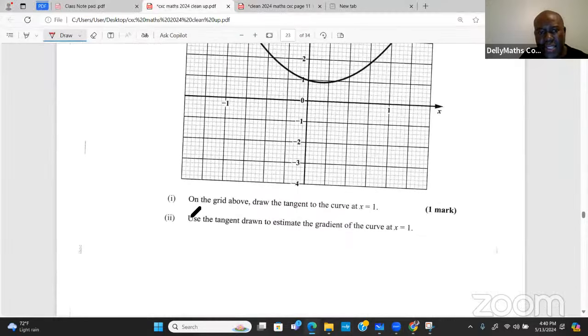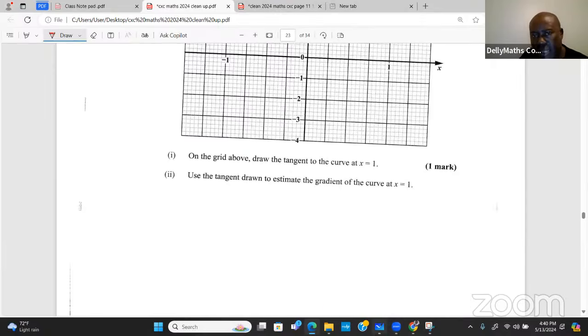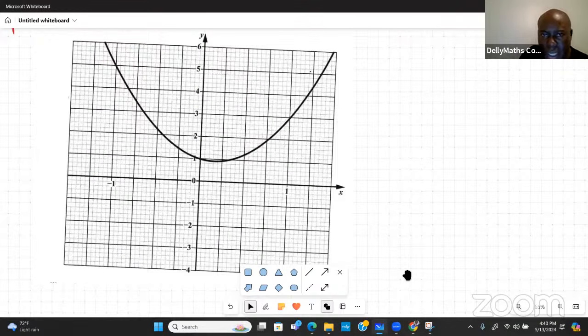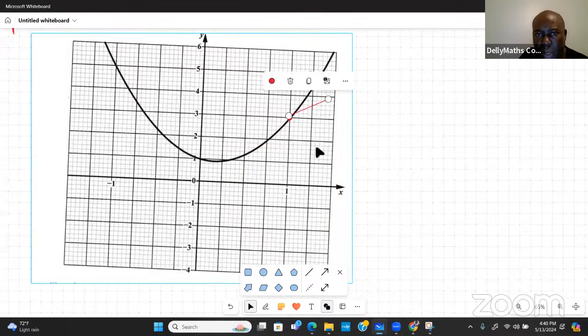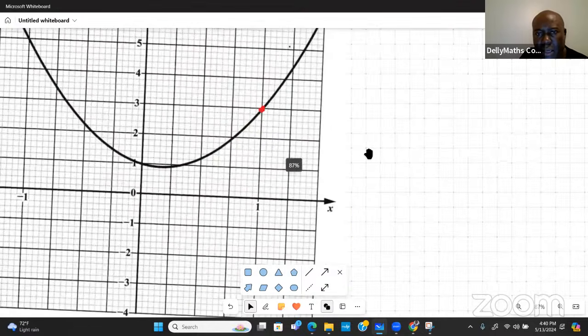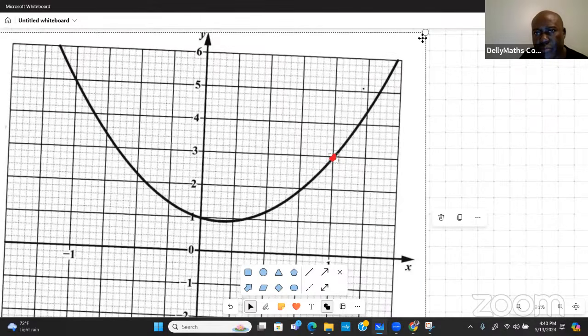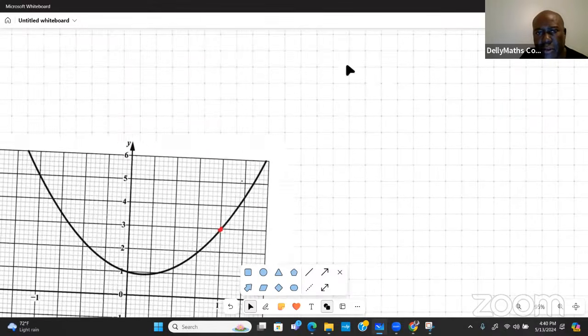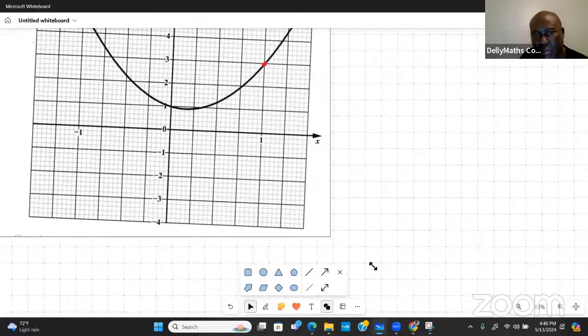So the question says, on the grid, draw the tangent to the curve at x equals 1. You get 1 mark for drawing that. So let's draw it. x equals 1 is right here. I'm going to draw a tangent, and remember that a tangent only touches the curve once. Let me blow this up bigger to get a thicker line. Give me a minute.